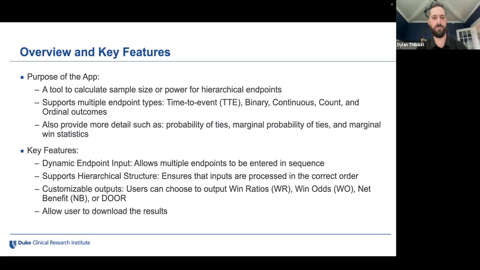Some of the key features: we wanted to allow multiple endpoints to be entered in a sequence. Since they were entered in sequence, it supports the structure of the hierarchy and ensures that the inputs are processed in the correct order. We also wanted to allow customizable outputs, so users could output just the win ratios, win odds, net benefit, or DOR, or all four if they wanted to, and also allow the user to download the results so they can have them saved locally.